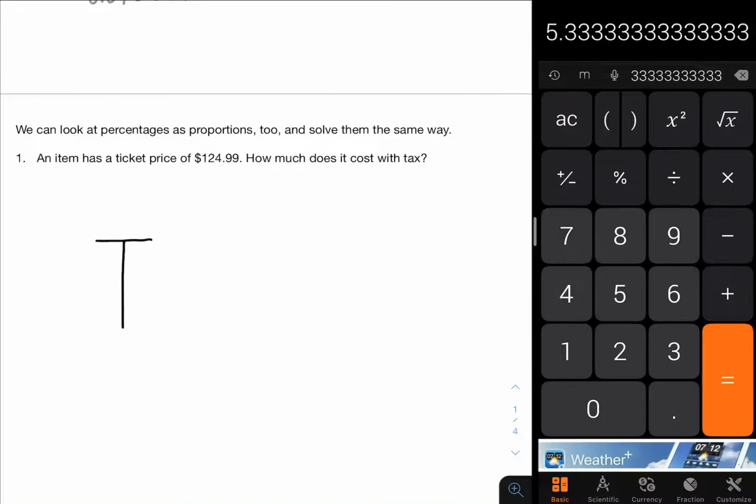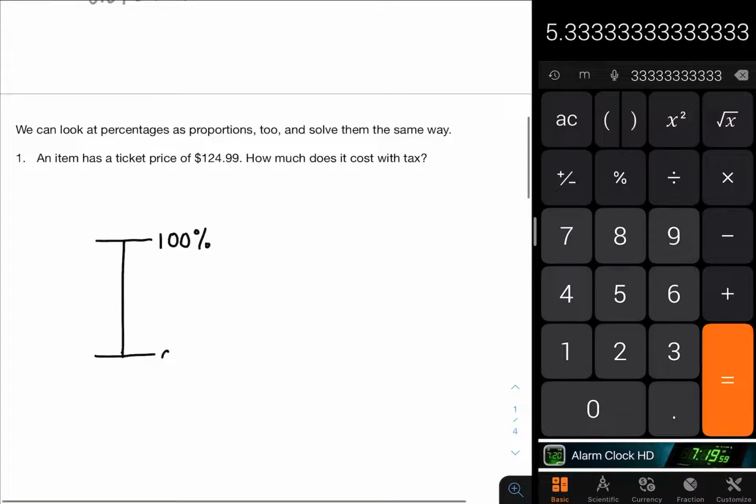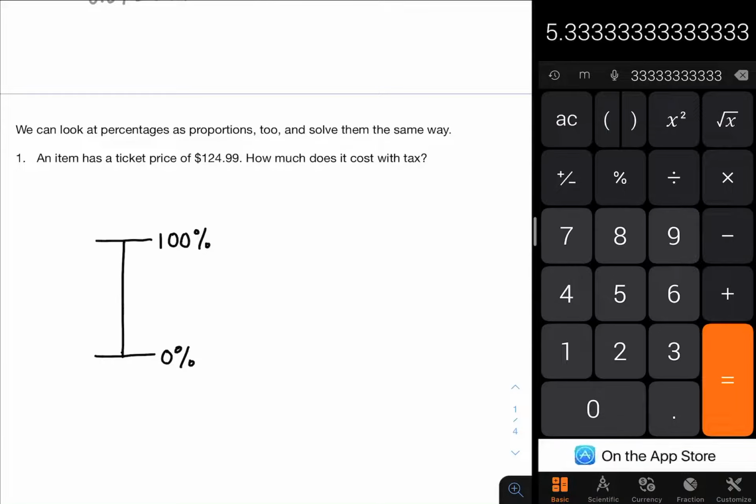So what I can do is draw this little diagram that helps me see. Imagine a measuring cup or a beaker that's full. If it's 100% full, that means it's all the way full. And if it's 0% full, it means it's totally empty. So if the price is $124.99, that's like the full price, okay? So that's $124.99. That's like the 100% of the price.